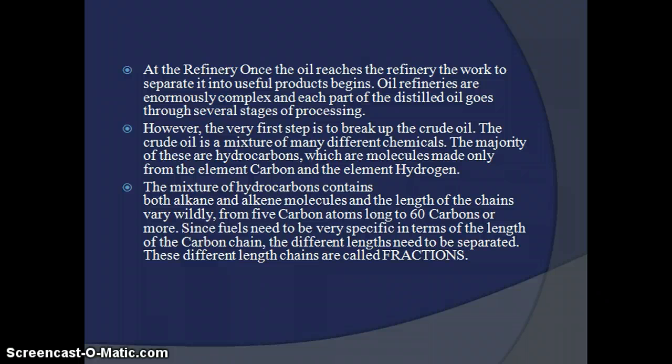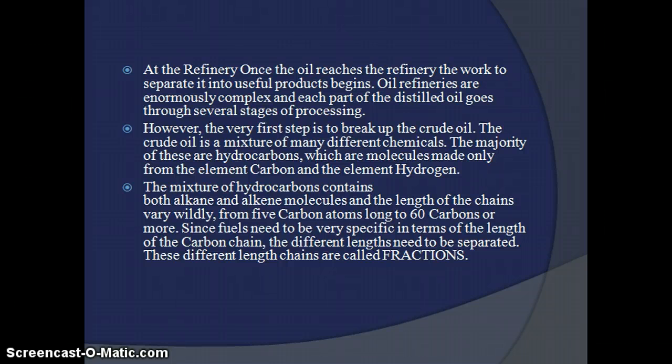Oil refineries are enormously complex, and each part of the distilled oil goes through several stages of processing. However, the very first step is to break up the crude oil. The crude oil is a mixture of many different chemicals. The majority of these are hydrocarbons, which are molecules made only from the element carbon and the element hydrogen. The mixture of hydrocarbons contains both alkene and alkane molecules, and the length of the chains varies widely, from 5 carbon atoms up to 60 carbons or more.